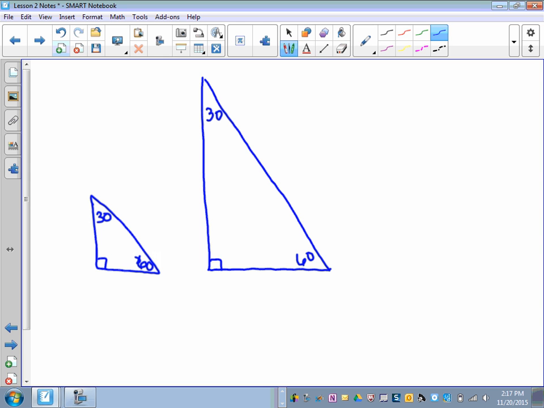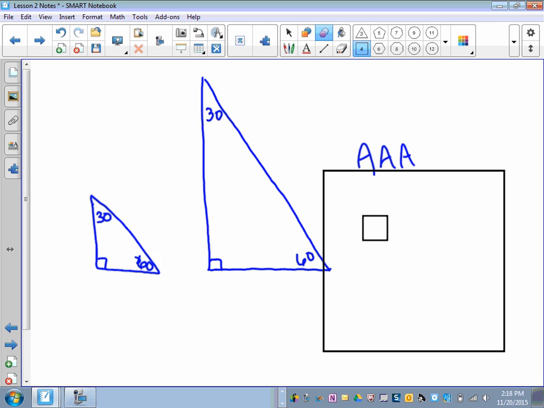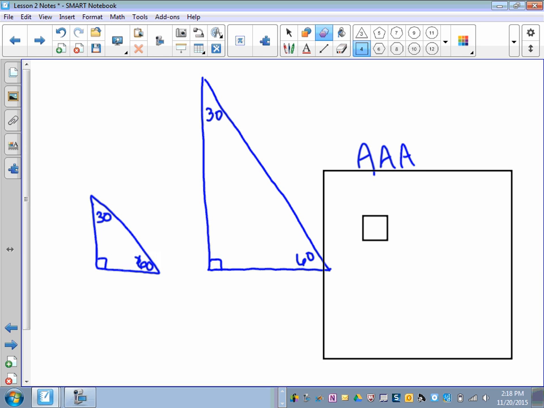So we actually don't have one that's angle, angle, angle, because they don't necessarily have to be congruent if all angles are the same. Let me give you another example. What are all of the angles within a square? 90 degrees, right? So all of my angles are the same, but it's clearly different sizes.